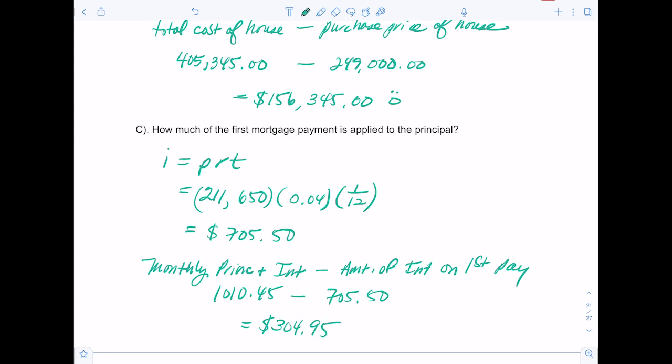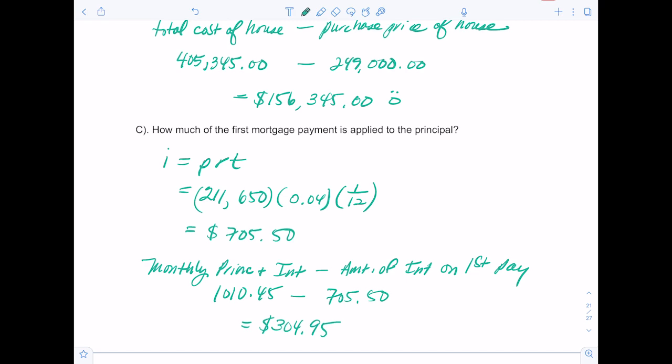$304.95. So that's how much of the first mortgage payment is applied to the principal. And that is why it takes a long time and you end up paying a lot more than the purchase price of the home in the end, after the 30 years is up.